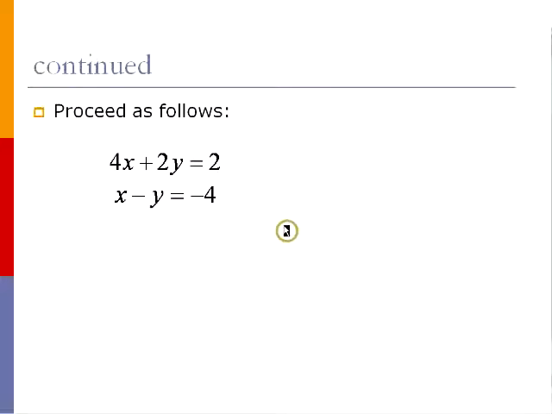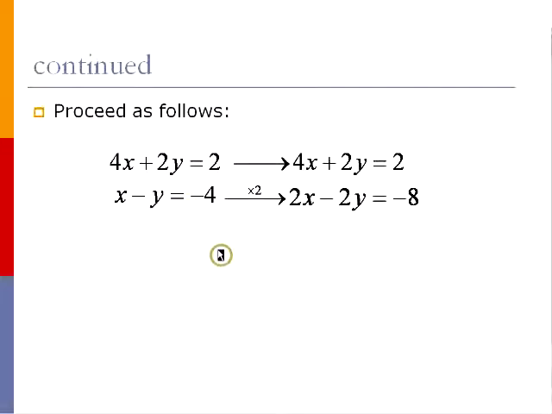Here's the original system. We are not going to change the first equation, so I'm just going to rewrite it because I want to keep everything nice and neat and lined up. But we are going to take the second equation and multiply each term by 2. When we do this, we're going to have 2 times x, 2 times the negative y, and 2 times the negative 4. This results in 2x minus 2y equals negative 8.